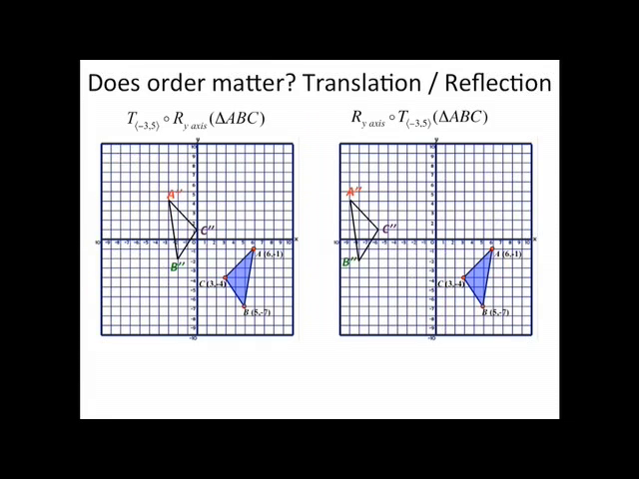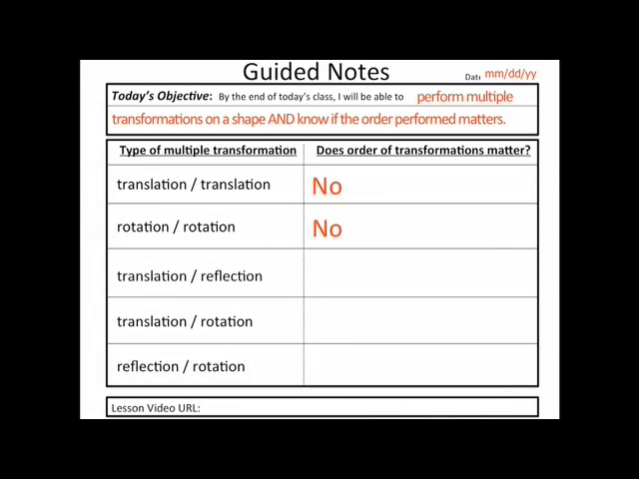And in this example, we can see that the triangles are actually quite different. The one on the right is 6 units to the left compared to the one on the left. So, does the order matter for a translation and reflection? And the answer is yes, it does. If we're going to move something around and reflect it, the order in which we do those two steps matters for the end result.